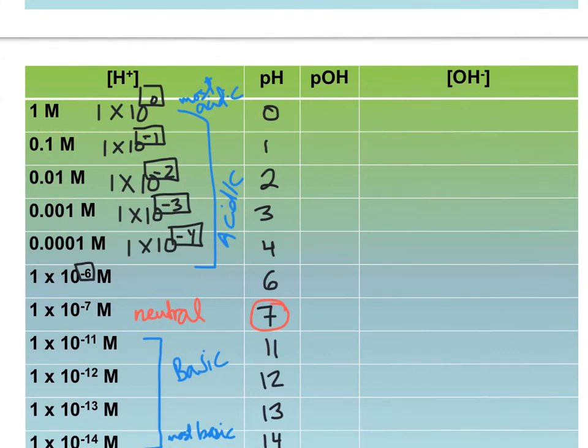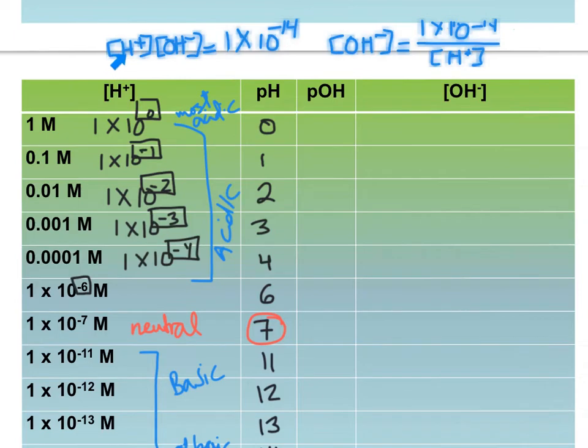So let's try this here. I'm going to write the equation on the top. So I wrote this equation, H+ times OH- concentration is equal to Kw, which is 1.0 times 10 to the negative 14. If you rearrange this equation to solve for the OH-, OH- is 1 times 10 to the negative 14th over the H+ concentration. So now let's plug in these H+ concentrations so we can figure out what OH- is.